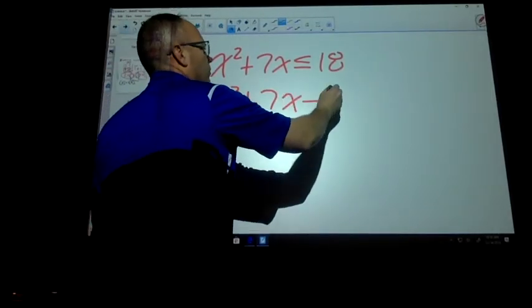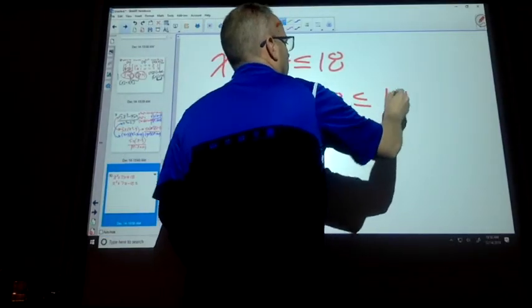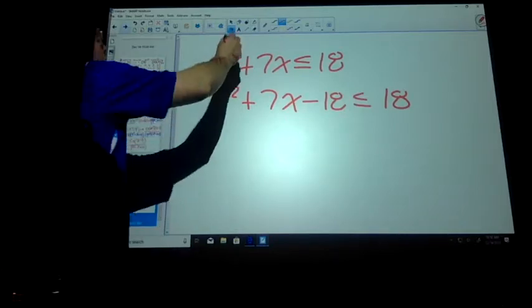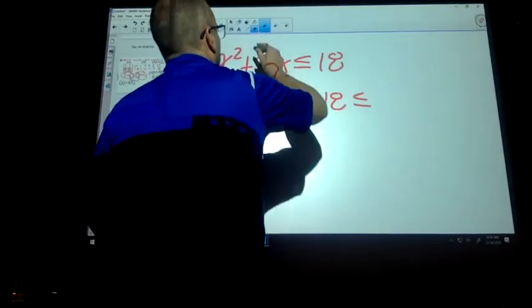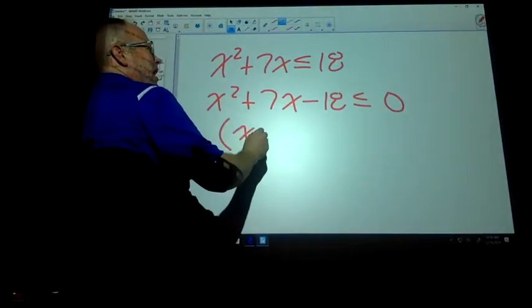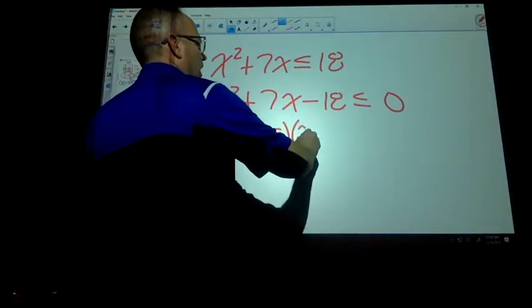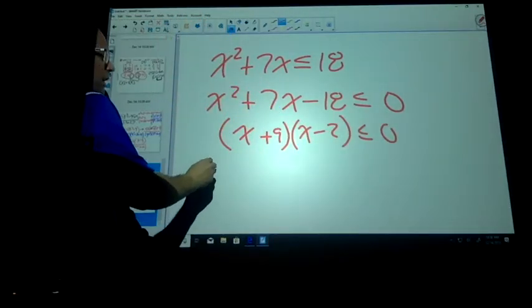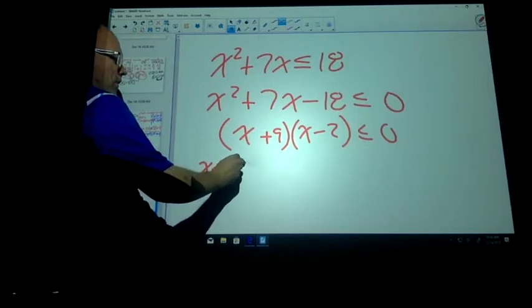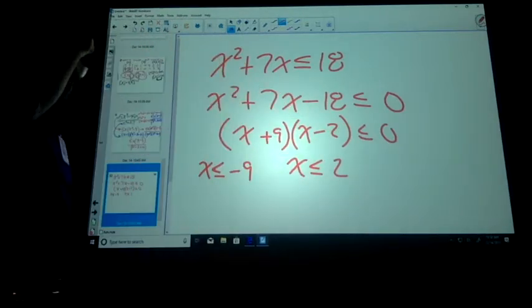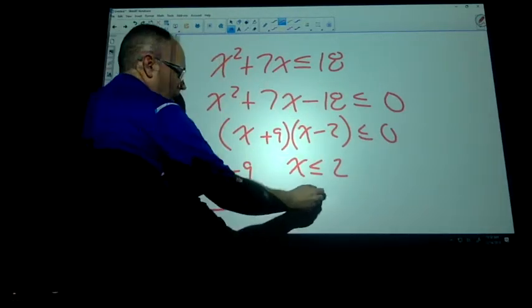Does this say anything? It just says solve, right? Oh wait, there's not an 18 on both sides now. I'm sorry about that. That should be a 0. Good? So x squared plus 7x minus 18 factors into x plus 9 and x minus 2. So then that's basically x is less than or equal to negative 9, and x is less than or equal to 2. Okay, so what does that look like if I put it on a number line?